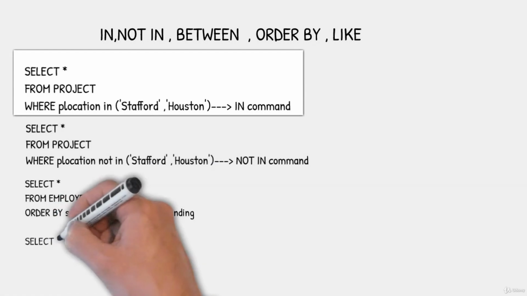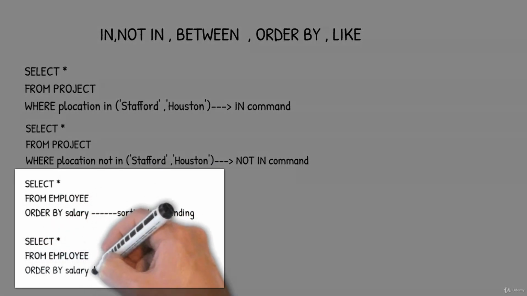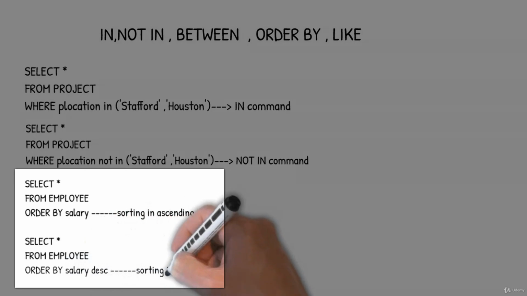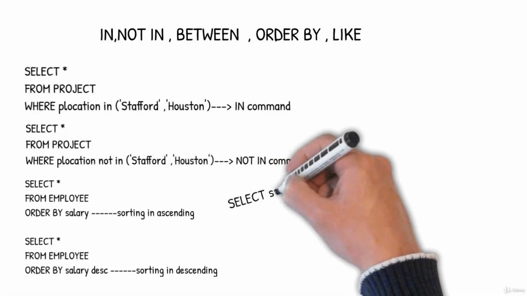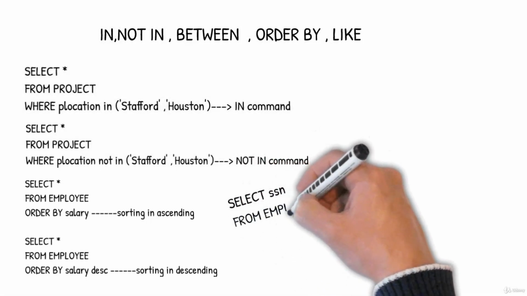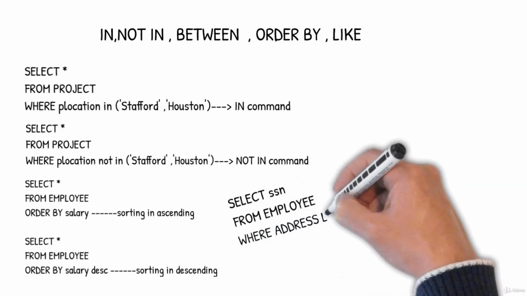Let us go through the order by clause. Select star from employee order by salary. This is going to return all the employees in ascending order of salary. Select star from employee order by salary descending. The difference between the two queries, order by salary and order by salary descending, is only the word descending. Descending, as it says, is going to return all the employees in order of their higher to lower salary.